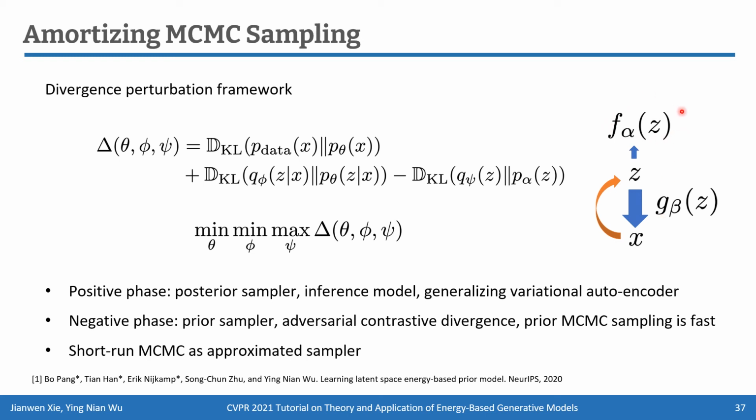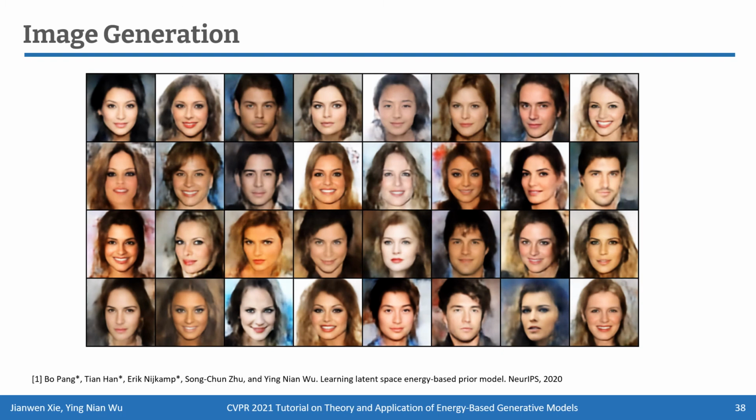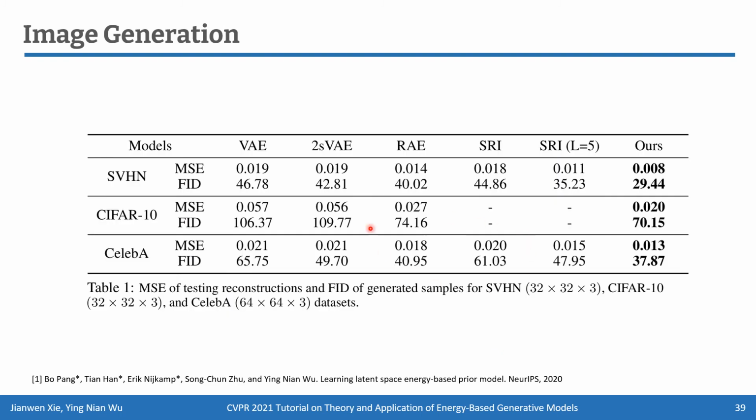For prior sampling, it is actually very simple because this F is a very small network in the latent space. So a persistent MCMC chain can be implemented very efficiently. We don't actually need to attach the prior sampling. We only need to attach the posterior sampling by variational autoencoder, and a VAE can still be generalized to this type of model. Here are some synthesis results and FID score.